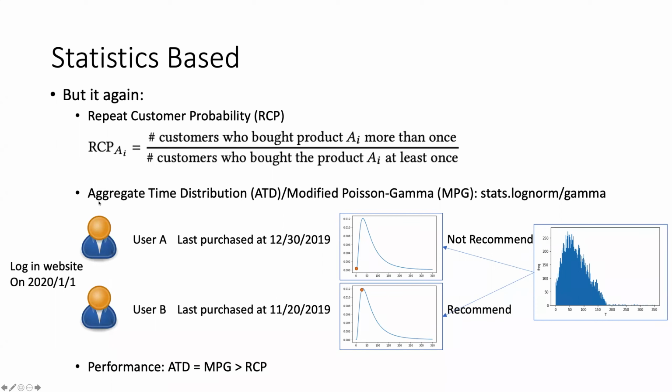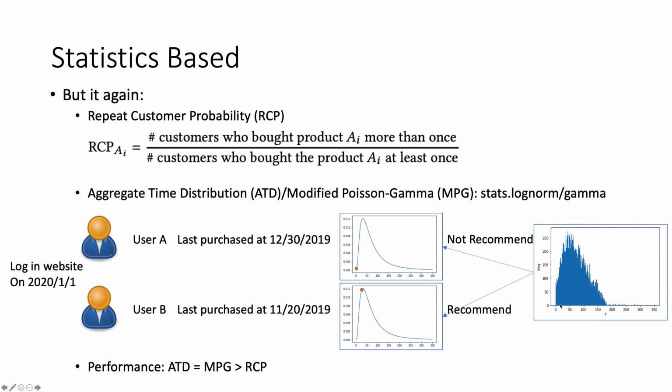So what is ATD? Aggregate time distribution. That is, we try to plot the distribution of the purchase time intervals between 2 purchases.